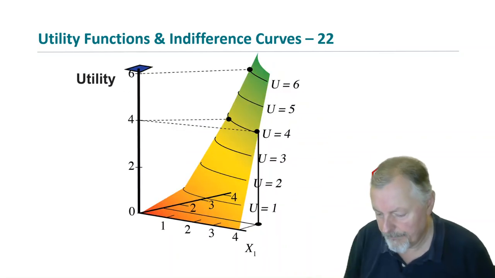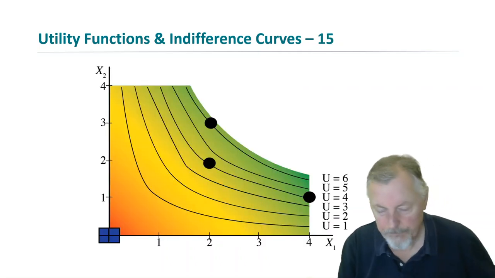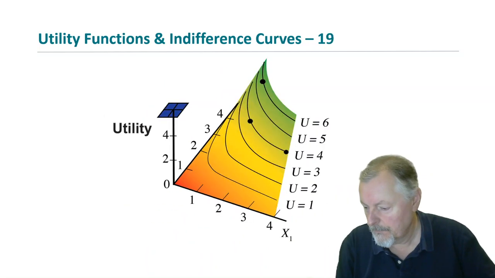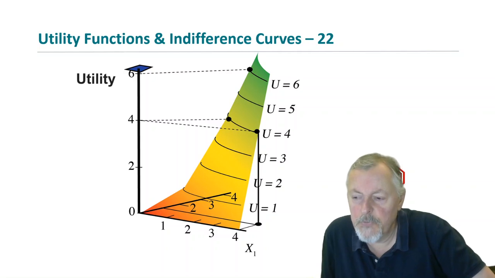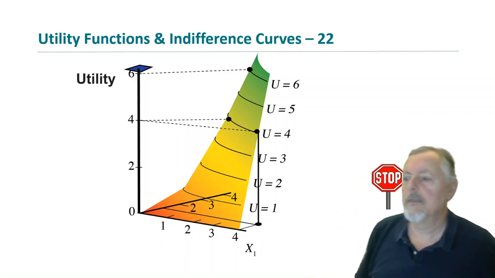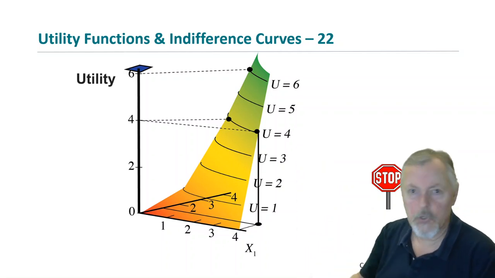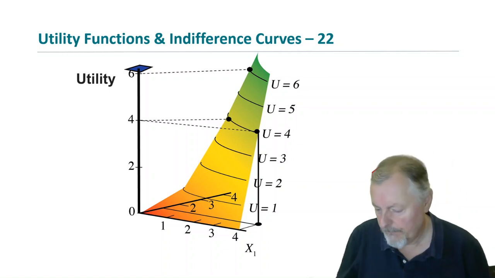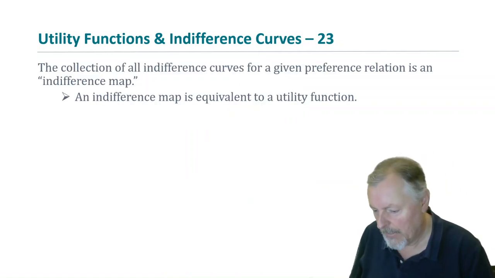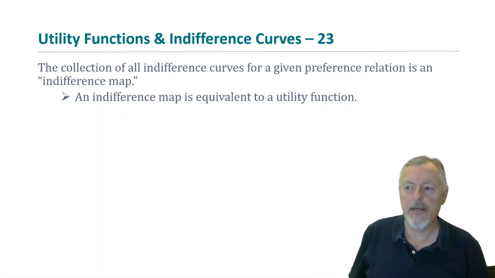Let me do that again, but a little bit faster. See, this 3-dimensional function is just indifference curves when you're not looking straight down on them. The collection of all indifference curves for a given preference relation constitutes an indifference map.